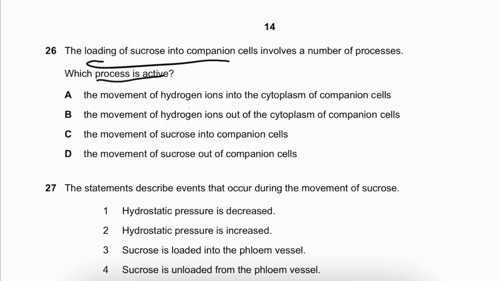So the movement of hydrogen ions out of the cytoplasm, yes. The movement of sucrose into the companion cells is by co-transport, which is actually indirect active transport, which we know is also passive. And the movement of sucrose out of the companion cells, sucrose does not leave the companion cells, and that's why it's B.